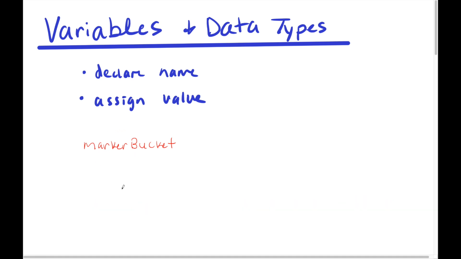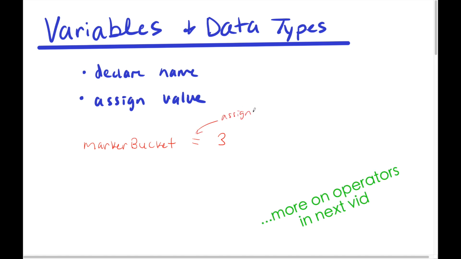Back to the topic. So I declared a variable marker bucket, and I put 3 markers inside. So now whenever I refer to the word marker bucket in my code, the computer will interpret and understand that I'm referring to the value 3. Also, this equal sign. In code, a single equal sign does not mean the same thing as it does in math. In terms of programming, an equal sign is known as the assignment operator.